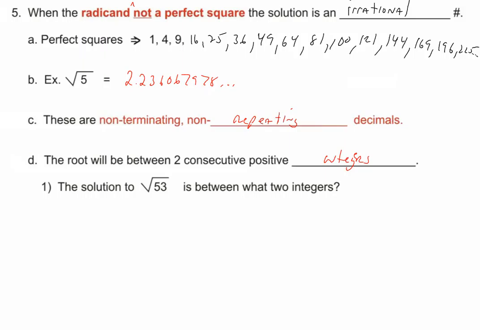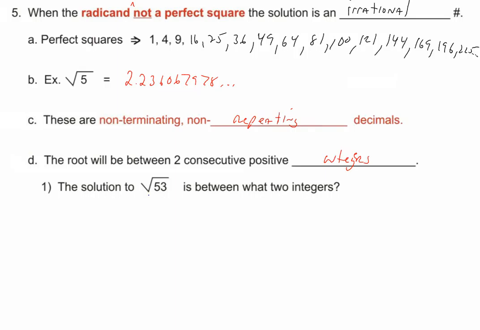So let me show you what I mean. What two integers is the square root of 59 between? Let me give you a second to think. What two integers? Like, for example, 13 and 14? 72 and 73? 1 and 2? What two integers is the square root of 53 between? Chloe, go for it. Chloe said 7 and 8.